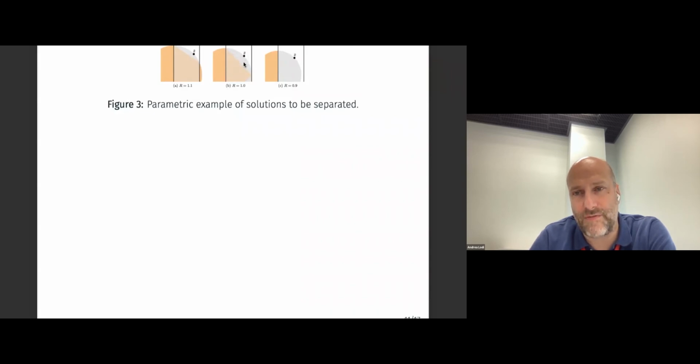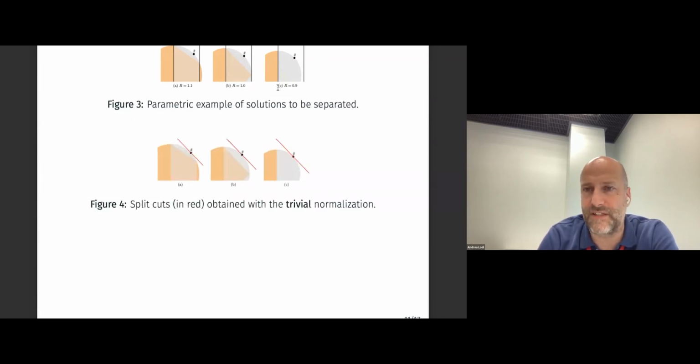In gray, of course, we have the continuous relaxation, and the second constraint, pi transposed x greater or equal than pi 0 plus 1, intersects it in only one point, which is here, while it's tangent to the space. And on the other side there is no intersection, so I don't have a second convex set. And depending on the normalization, I can get completely different cuts.